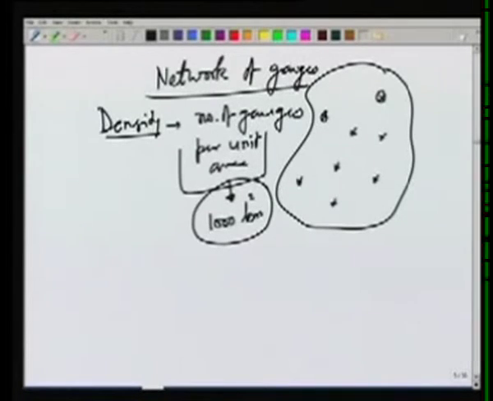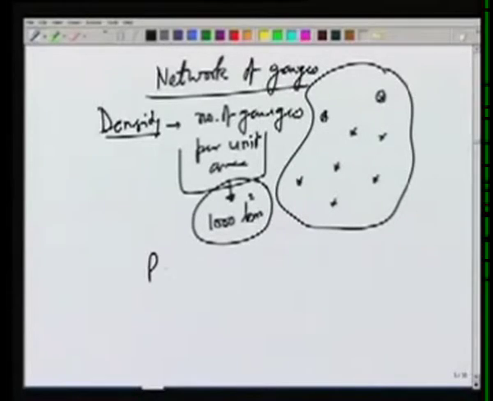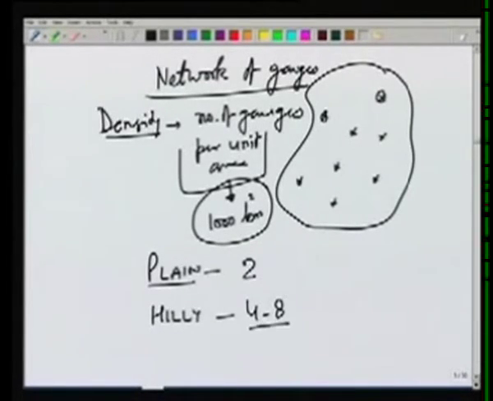How many gauges will be put in that unit area will depend on what type of area it is, how the rainfall is varying in that area, and there are some guidelines. For example, in plain areas, typically 2 rain gauges for 1000 kilometer square are suggested. If we have hilly areas, then we may increase the number of rain gauges to about 4 to 8.